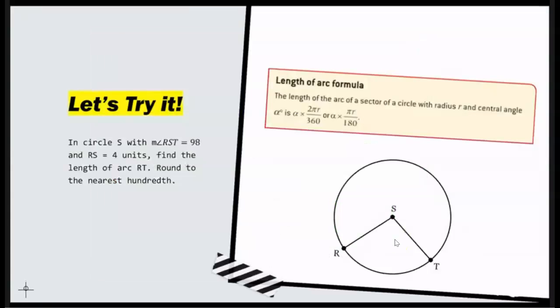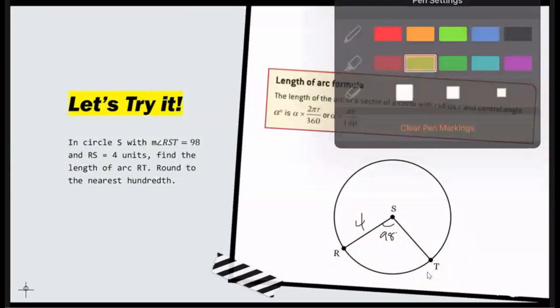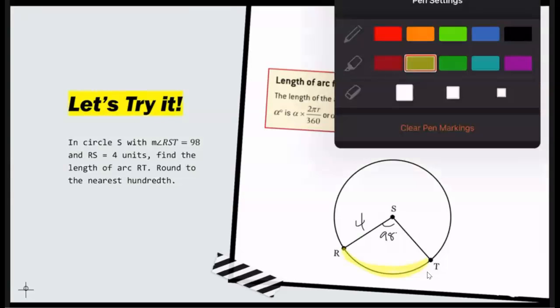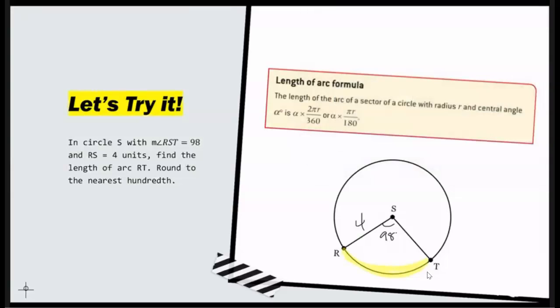But let's do an example. We have a circle S with the measure of angle RST being 98, so this is 98 degrees. We want to find the length of the arc. We're also told that RS is 4 units, so we know the radius. Now we have to find the arc length. So we want to find this distance here.